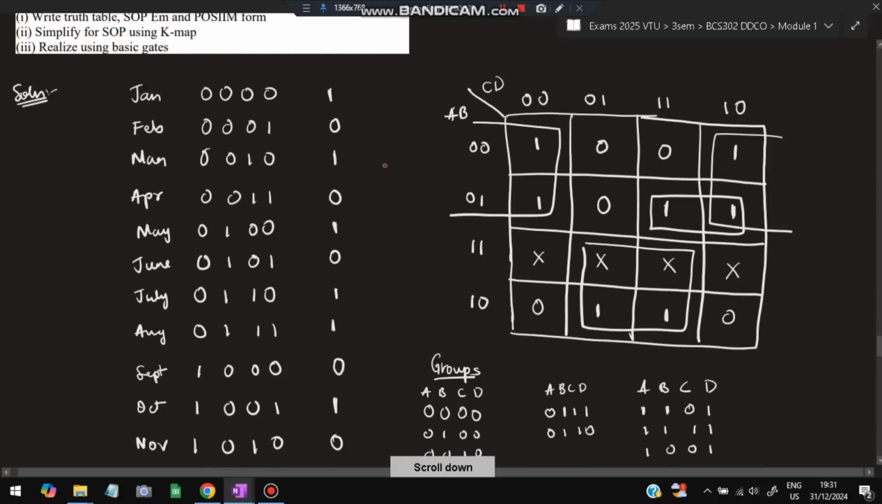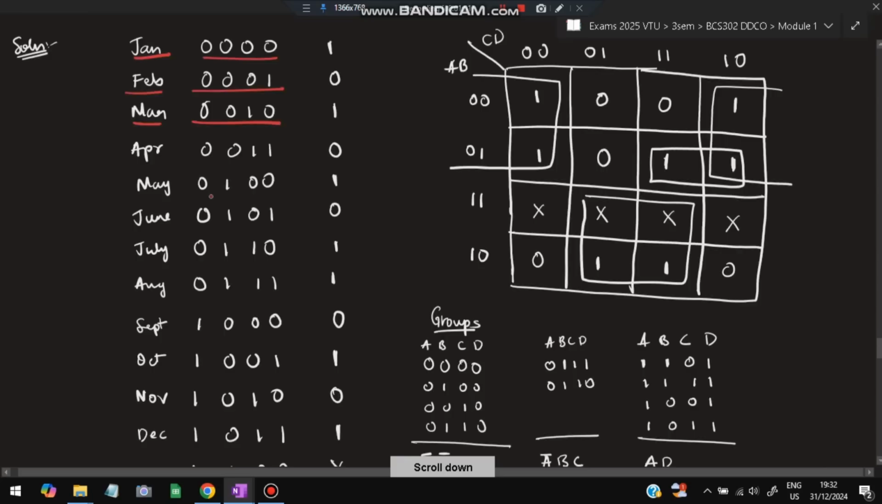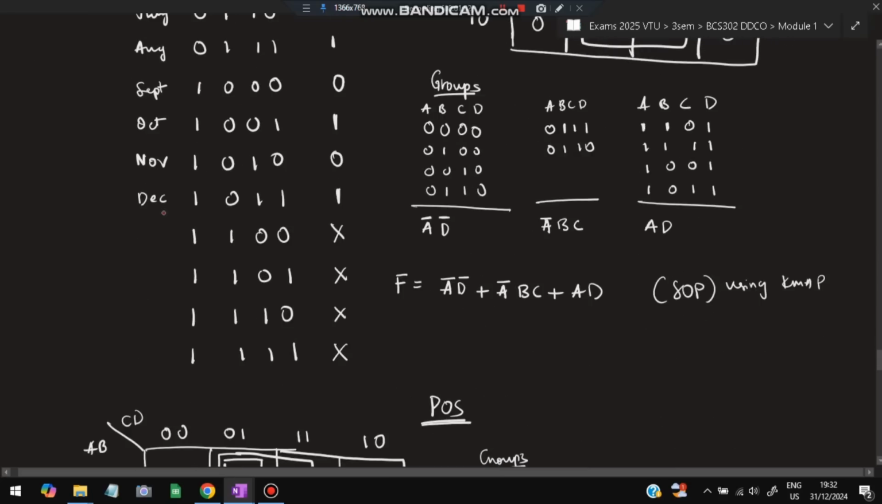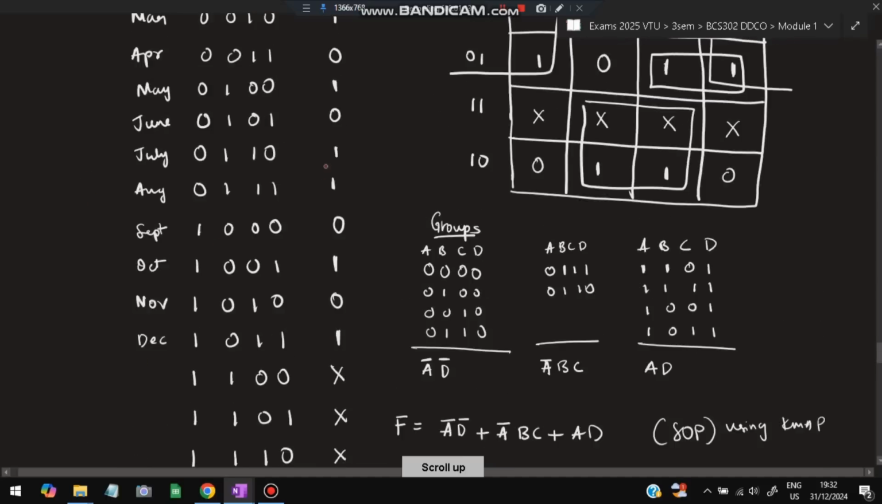Okay, so let's understand how this works. See, January is 0000, February is 0001, March is 0010, and so on. Like that, we'll keep on writing. After December, it will be 1011 because we are starting from 0. After this, 12, 13, 14, 15 will be don't care values. Okay. Now the truth table is made.